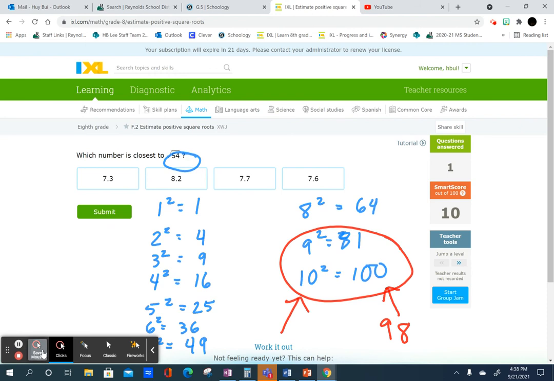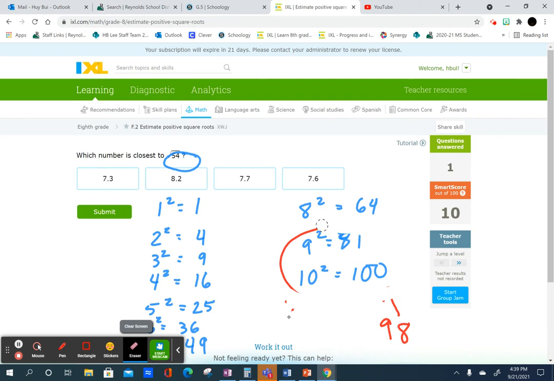I'm going to erase this circle that I just drew. And now our next problem is 54. Okay, so we're going to find the square root of 54.